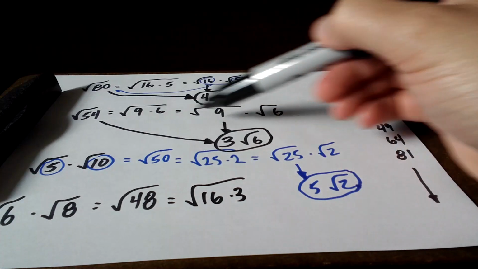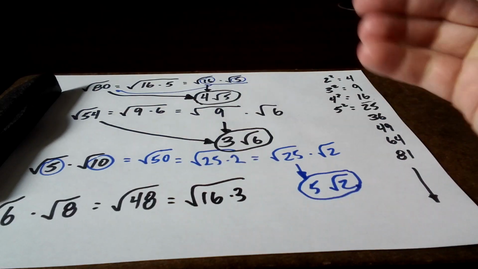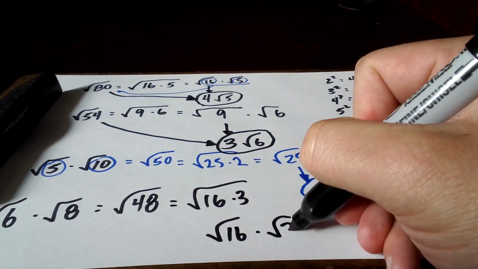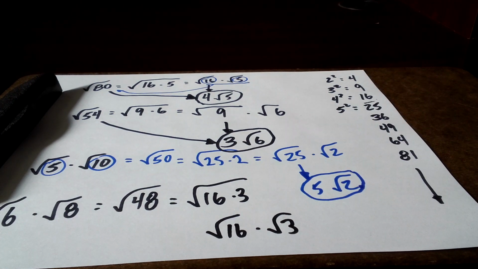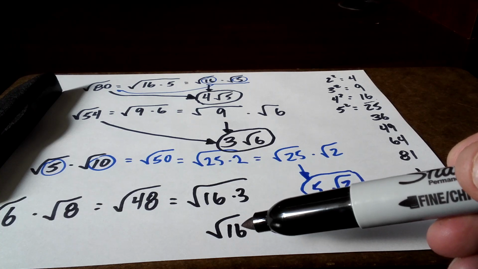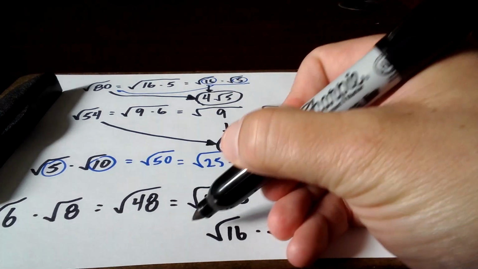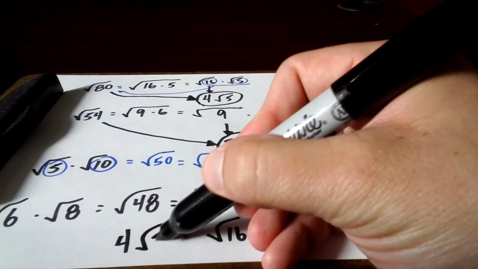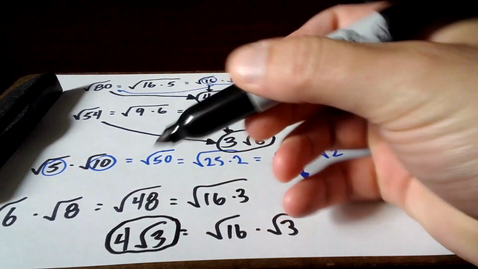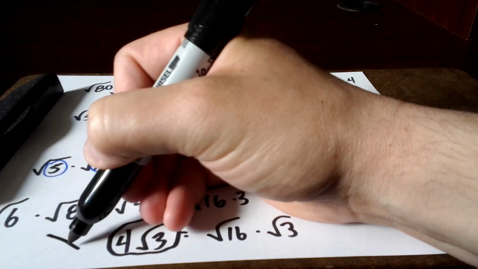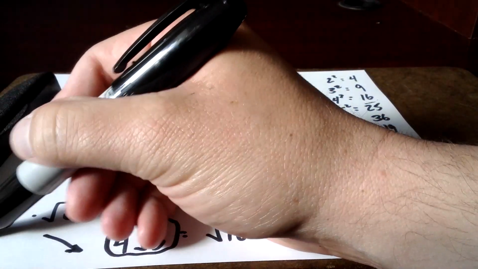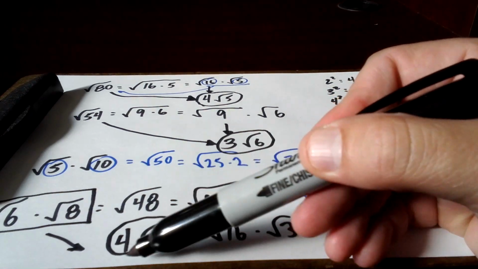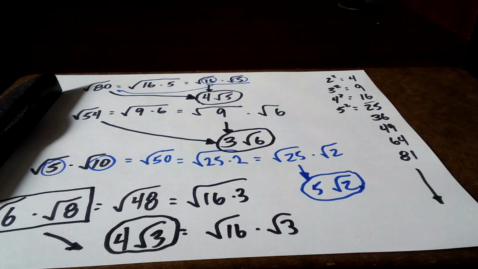When we have two numbers under the radical like we did up here, we will give them their own radical. So that's the square root of 16 times the square root of 3. And we know what the square root of 16 is. It is 4. And our radical 3 has to go with it. So we're going to say 4 times radical 3. Radical 6 times radical 8 gave us radical 48, which we simplified to 4 radical 3.